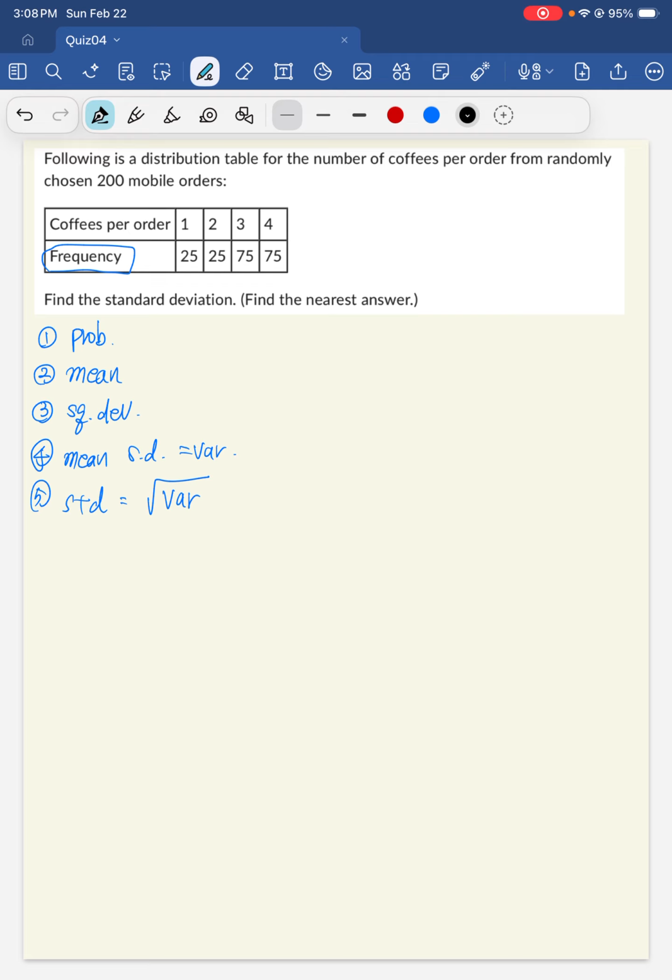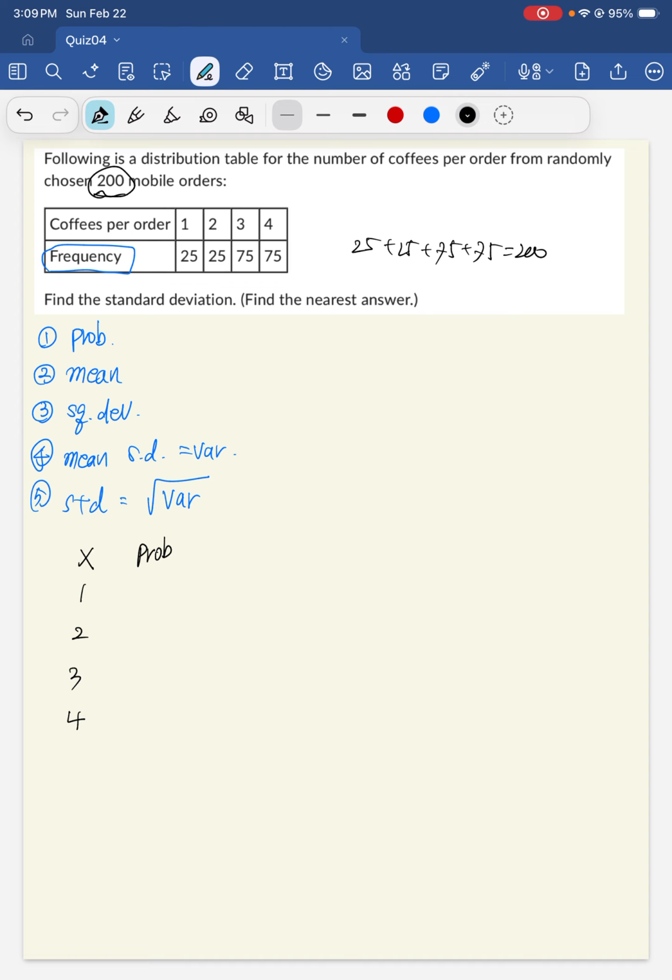Let me start. First, turn the frequency into probability. Say x is the number of coffees in an order, and it takes 1, 2, 3, 4. And the probabilities are the frequency divided by the sample size. The sample size is 200 in total, so 25 plus 25 plus 75 plus 75 is 200, as given here.